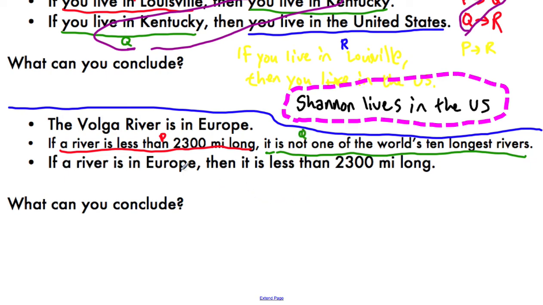Okay, if a river is in Europe, okay, now be careful here. We haven't seen that one yet. So let's give it a new name. Then it is less than 2,300 miles long. Now we've seen that. That's our P statement. So let's make sure that we label that as P. Okay. So here's what we've got. We've got P implies Q as our first statement. And we've got R implies P. Okay, so we've got two statements.